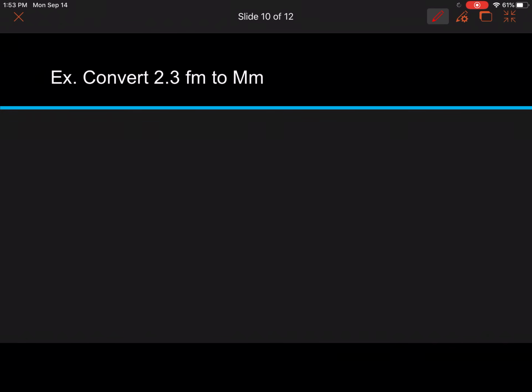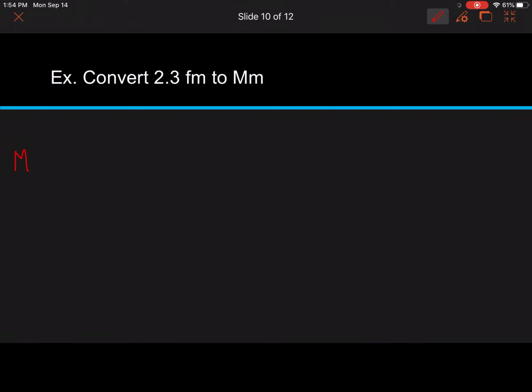Now, this one's a little different. Now we've got convert 2.3 femtometers to megameters. What's different about this is that there's not a base unit. I've got 2 prefixes. So that makes using our chart a little trickier. So I would suggest, you've got femtometers, and I want to get into megameters. I would first take femtometers and go into meters, and then from there go into megameters. So let's set it up, and I'll show you what I mean here.